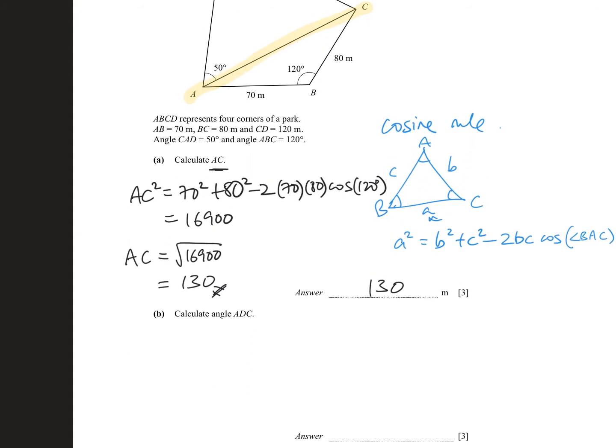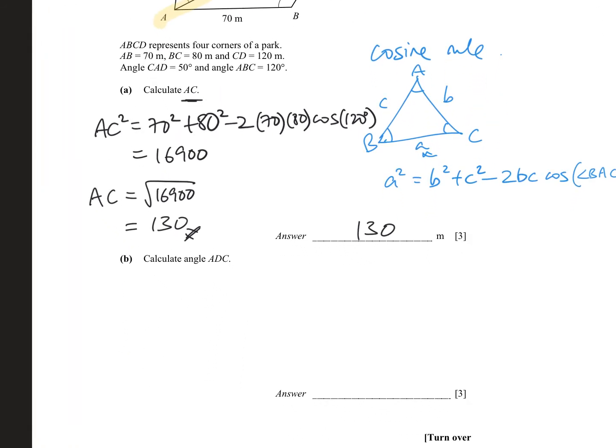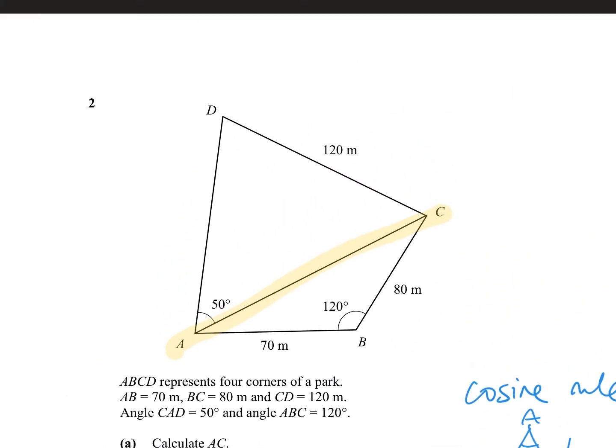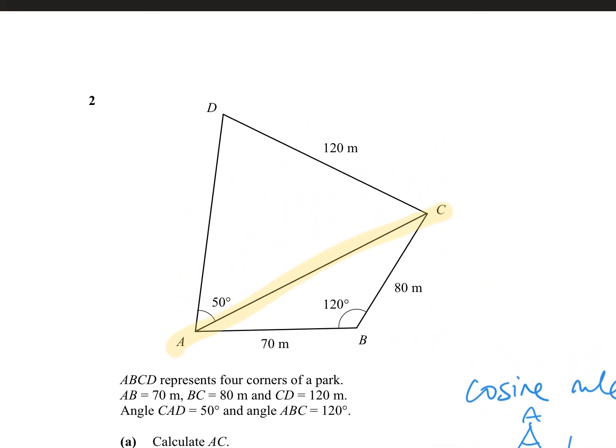Alright, now let's move on to the next part. Calculate angle ADC. So let's go back here. Let's just mark it over here where we want this angle that we're looking for. And actually from part A, we've already calculated that this is 130 meters. So now we can see that we are trying to find this angle, but we know the opposite side. We also know this angle and its opposite side. So this allows us to use the sine rule.